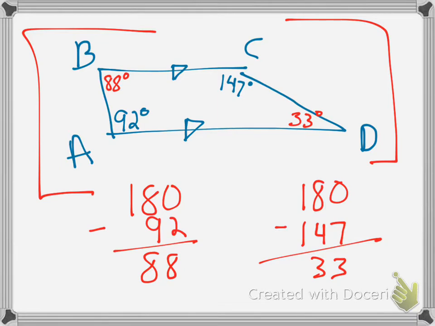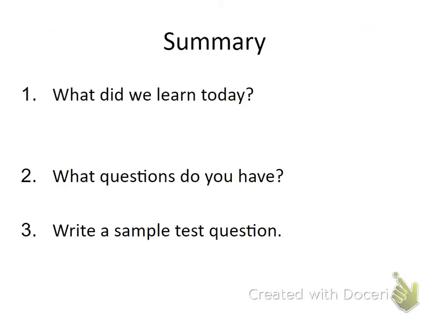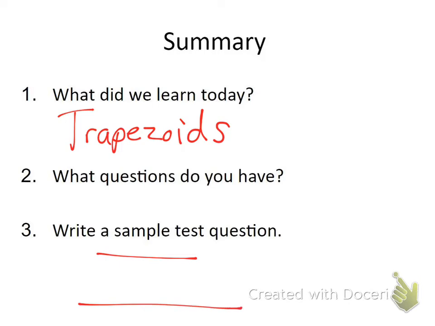All right, let's do our summary. What did we learn about today? What's that T word called? Trapezoids. And then a sample test question: you could just write in like 78 degrees, 141 degrees.